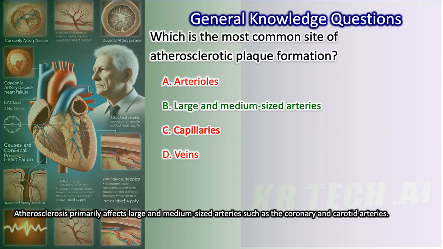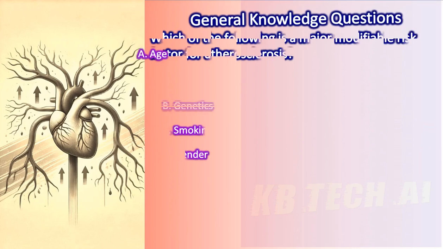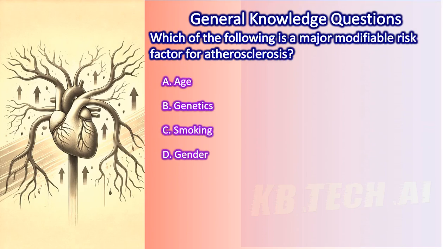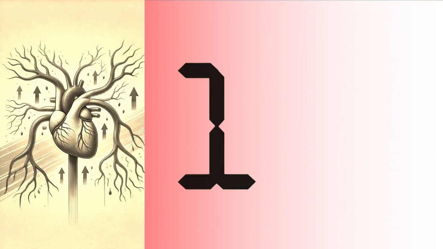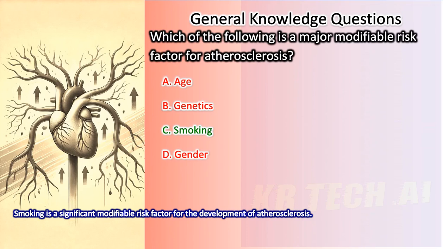Large and medium-sized arteries. Which of the following is a major modifiable risk factor for atherosclerosis? Option 1. Age. Option 2. Genetics. Option 3. Smoking. Option 4. Gender. The answer is option 3.